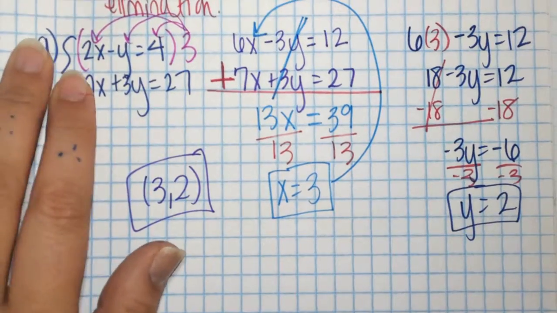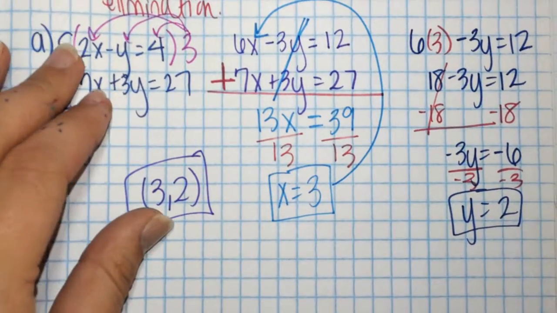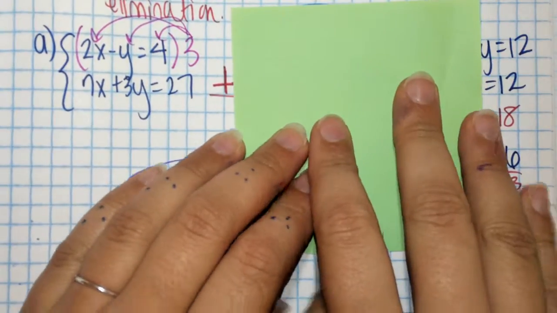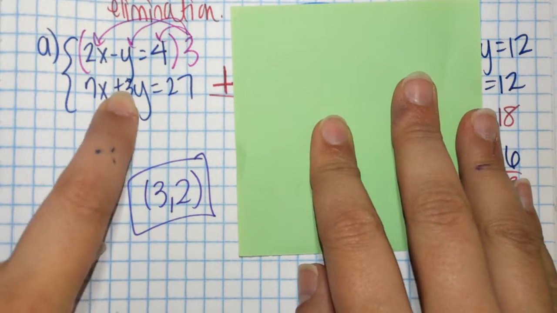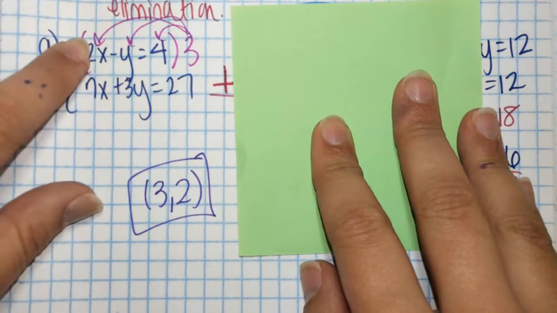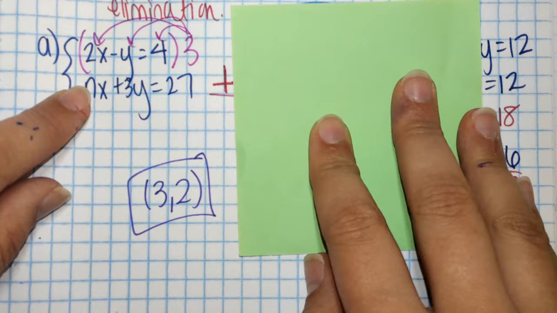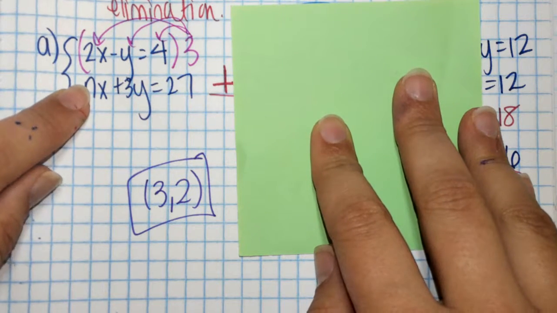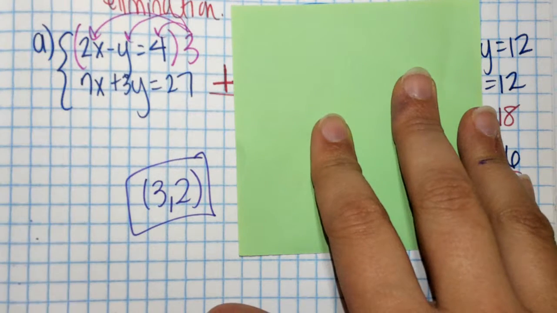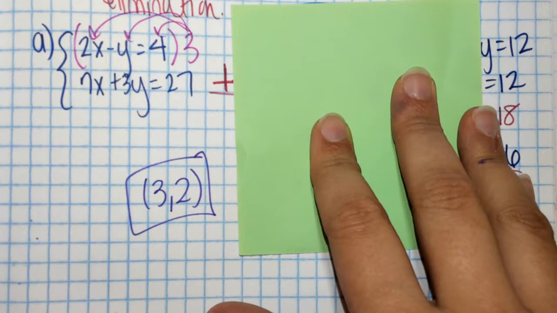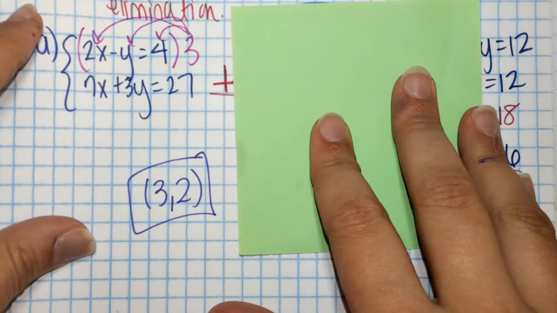Now, the first thing we did was we looked at our original problem. And we said, okay, we've got to get one of our coefficients equal to the other. Can we multiply 2 by a whole number to get 7? No. Something you multiply to get 7.